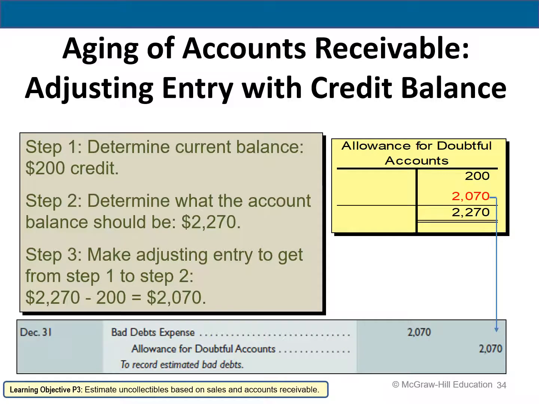So, same idea here. Determine what the current balance is, what it should be, and then you make the entry, right? So our current balance is $200 in our allowance for doubtful accounts, and it's a credit balance. And it needs to be that $2,270 that we computed on the last slide. So to get from a $200 credit to a $2,270 credit, we need to credit our allowance for doubtful accounts for $2,070, and we need to debit bad debt expense.